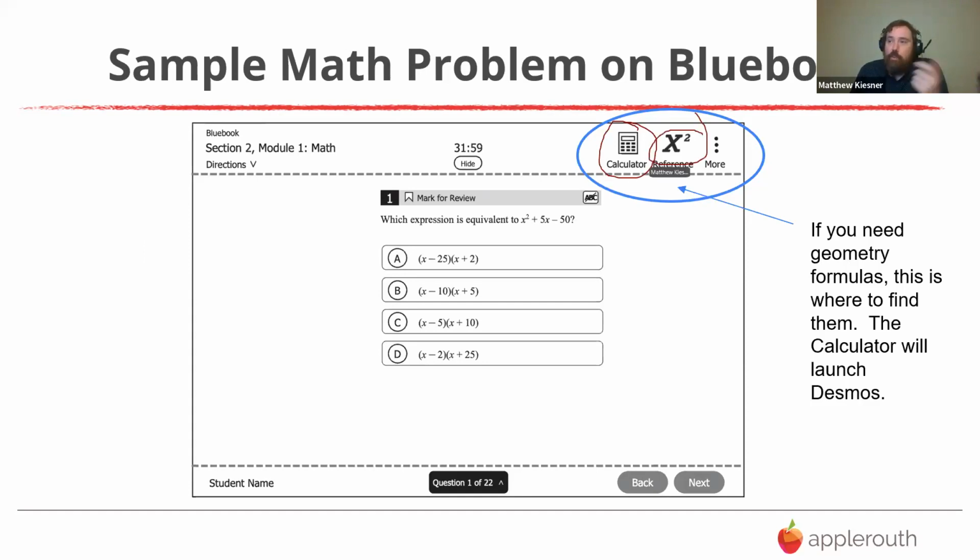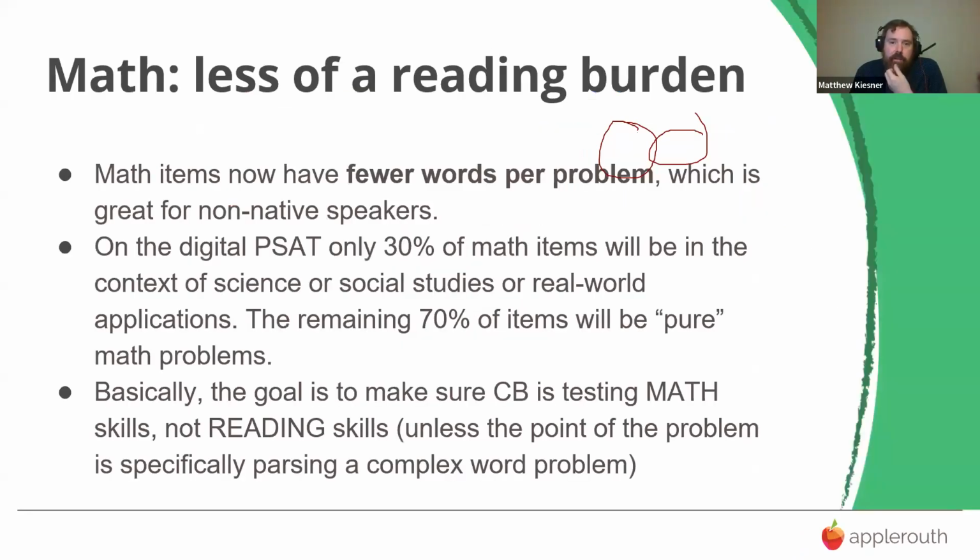The reference is only a geometry reference, but if you were trying to remember the area of a triangle, it's there. You just need to click on that. One thing that is different is that there is no annotate tool on the math section, which for a word problem I can see wanting to annotate and highlight the specific terms, but unfortunately that's a limitation of the Blue Book app at this point.